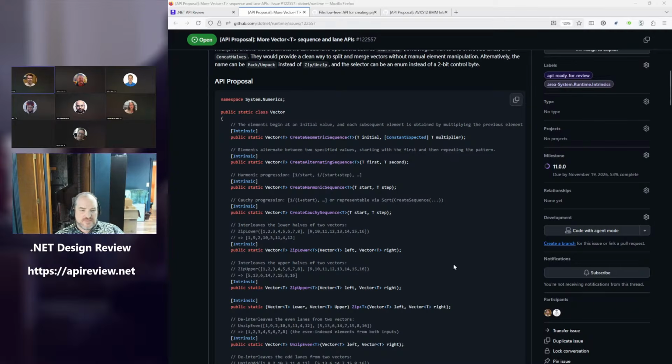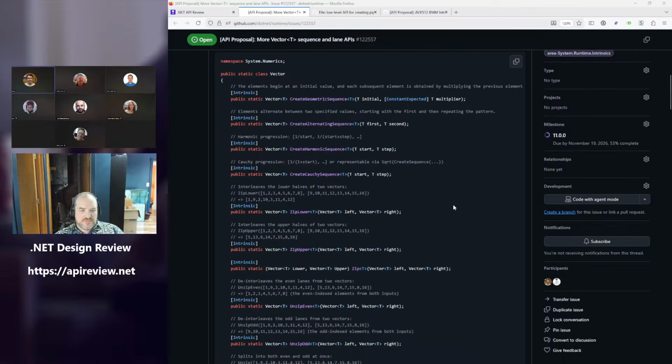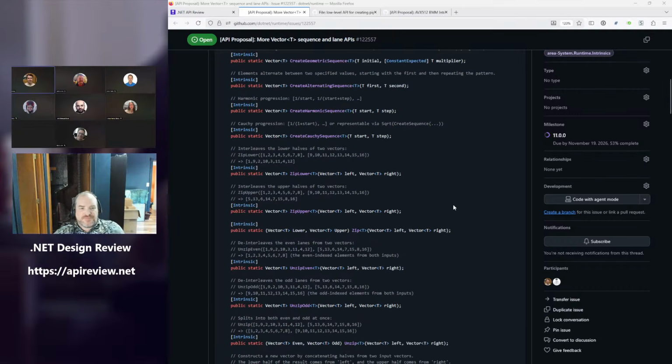It is taking left and right, and interleaving the lower elements or interleaving the upper elements. So it gives an example of you've got one vector that's 1 through 8, and you've got another vector that's 9 through 16. Well, zip lower is going to take the lower half of each of those and do 1, 9, 2, 10, 3, 11. So it's alternating whether it's picking from left or right and incrementing up until it fills the vector.